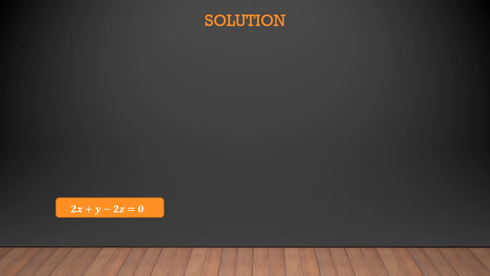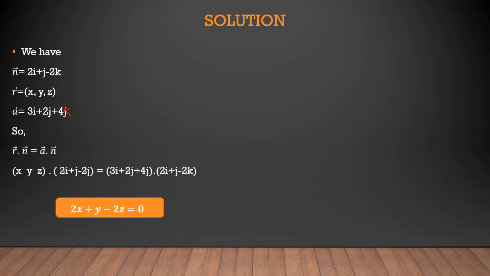So we'll take a solution to that. We're going to have our normal as 2i plus j minus 2k, our r as the reference x, y, and z, and a the point 3i plus 2j plus 4k. Sorry, here is a k and not a j, so I'm going to put a k. So I apply my formula now. I made the same error here, so this is a k, not a j. Good. Okay.